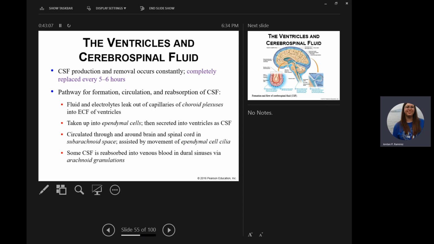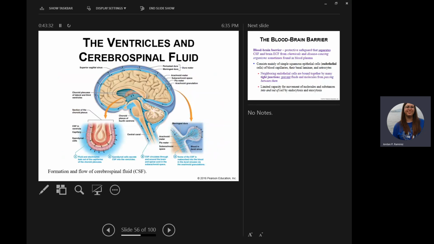Again, those little finger-like structures, those little hair-like structures on the top that continually beat and circulate that fluid. So some cerebrospinal fluid is reabsorbed into the venous blood in the dural sinuses via the arachnoid granulations. That's how this whole process happens over and over again. Some of it's taken up and some of it is continually put out.